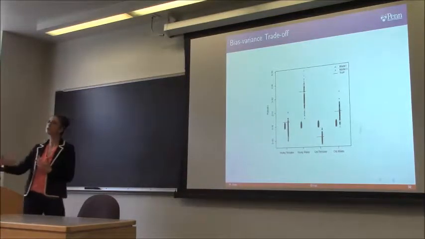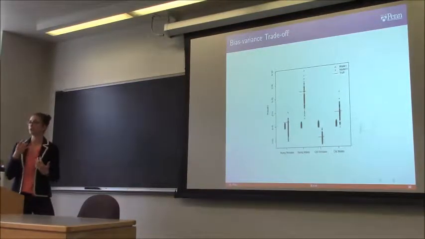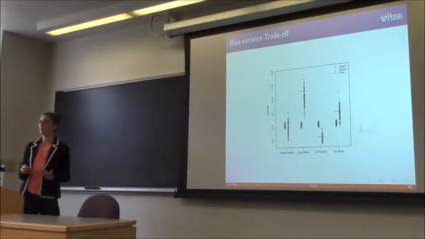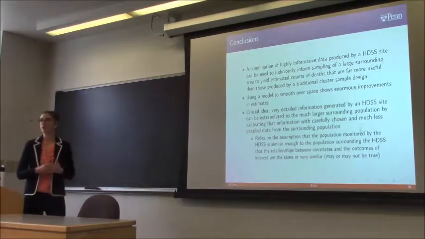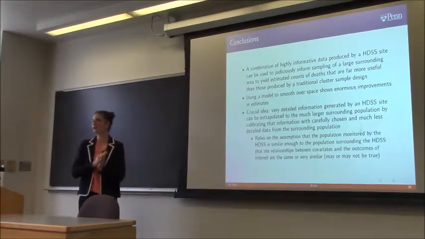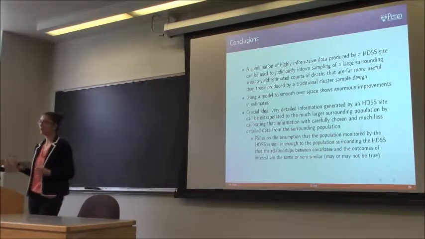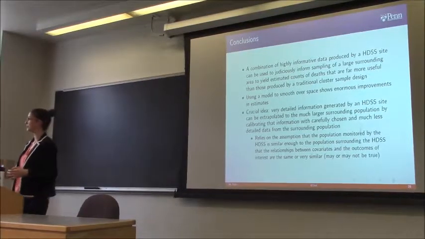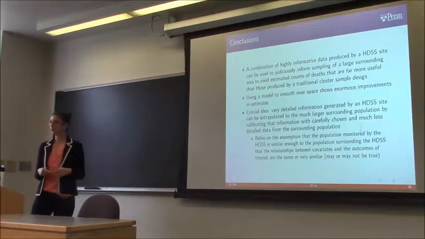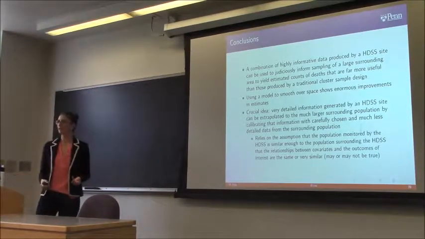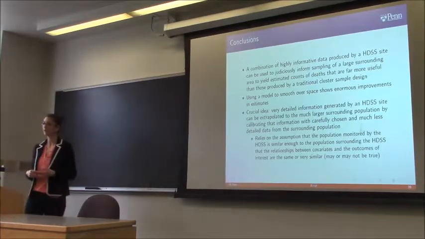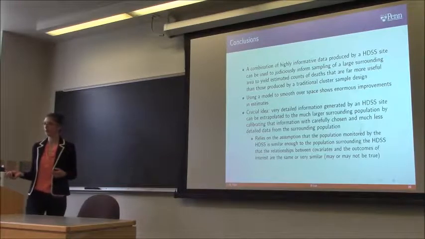So we're willing to lose a little bit in variance to gain in bias. Okay, so in the last couple of minutes, basically what I've hopefully showed you here today is that combining highly informative data produced by something like an HDSS site can be used to judiciously sample a large surrounding area to get estimated counts that are more useful, meaning lower MSE, than traditional cluster sampling design.